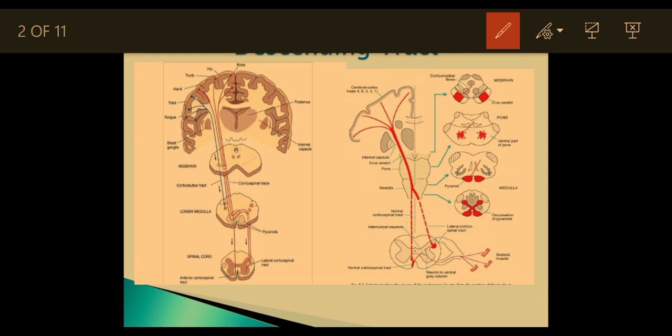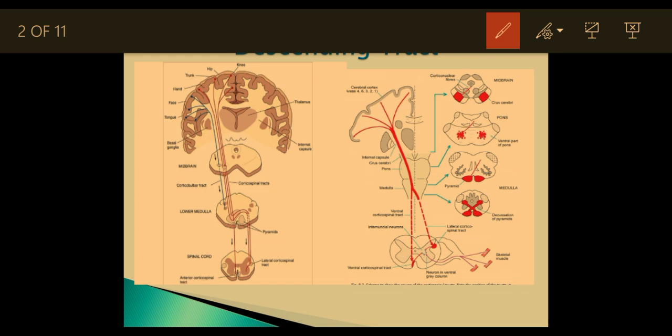So here, the descending tract, which moves downward, is named only after connecting two masses of gray matter. One is the upper motor neuron nuclei in the higher center, and the second is the termination in the lower center, the lower motor neuron nuclei.